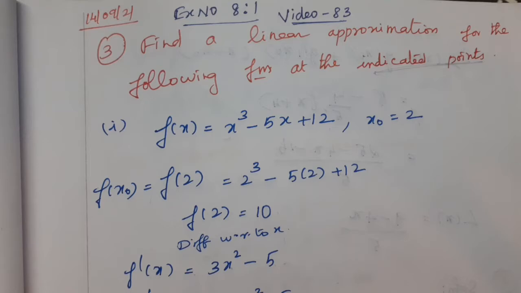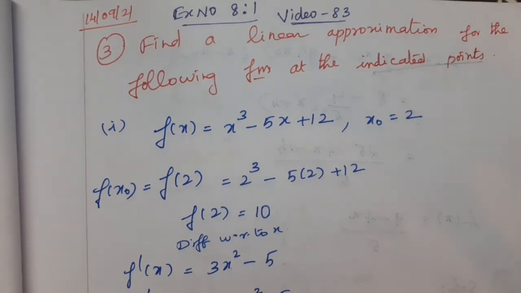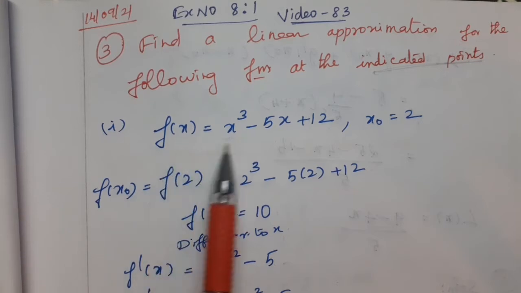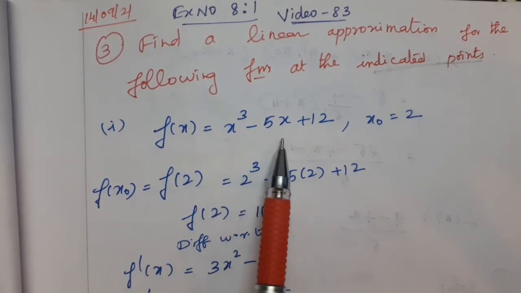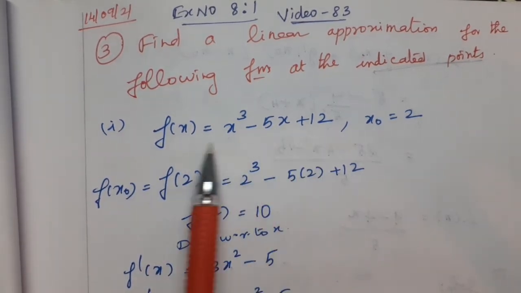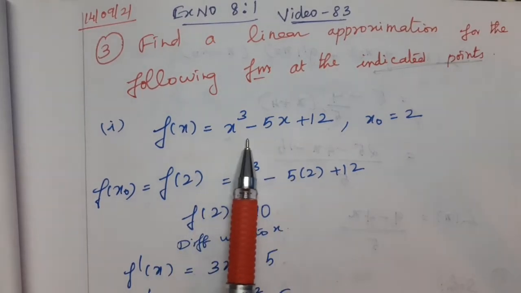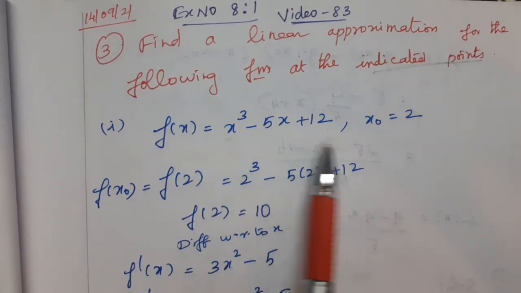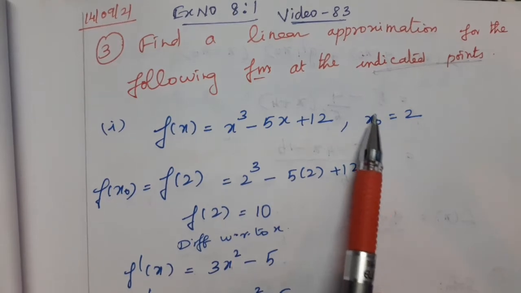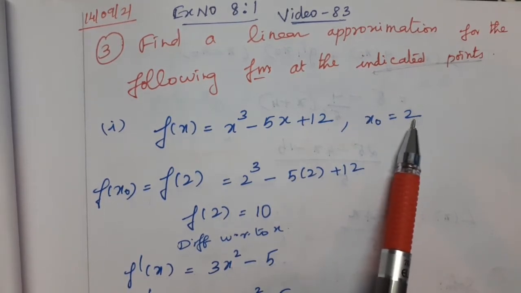Find a linear approximation for the following function at the indicated points. Here we are going to find the linear approximation for the given indicated point. See what function is given. f of x is equal to x cube minus 5x plus 12. Here the indicated point is x naught equal to 2.